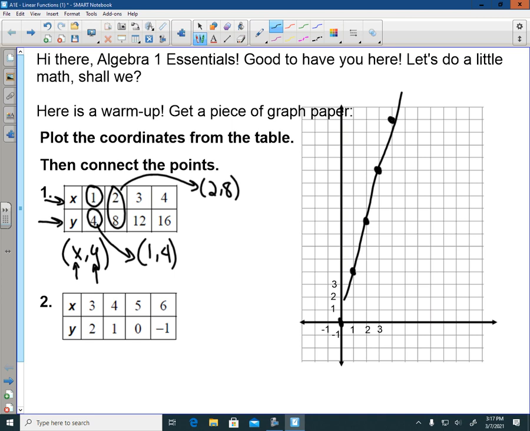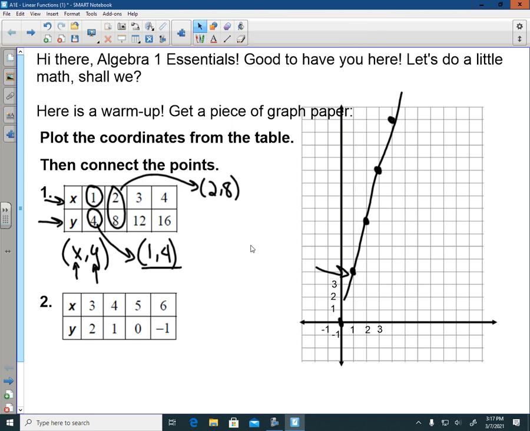You could have a table like you have. Each point in that table could be written as coordinate points. You can put those coordinate points on the graph, and then you can connect them together. That's what this looks like.